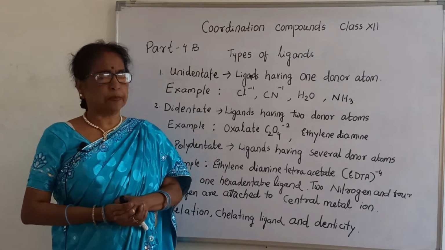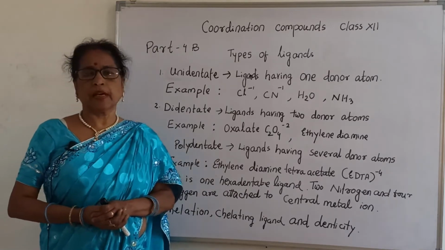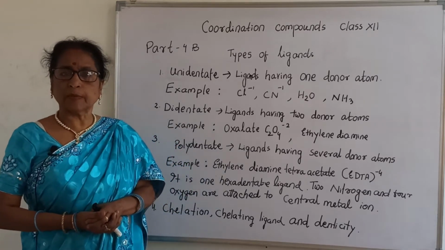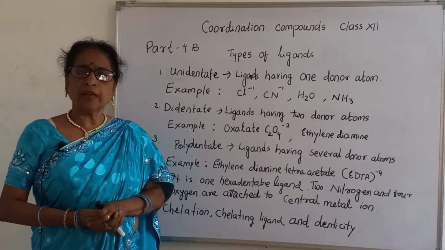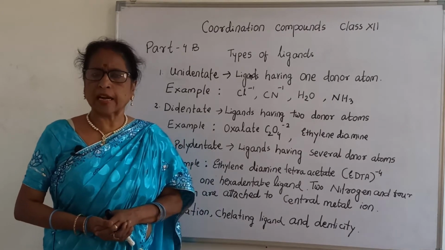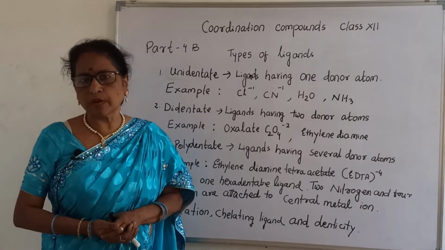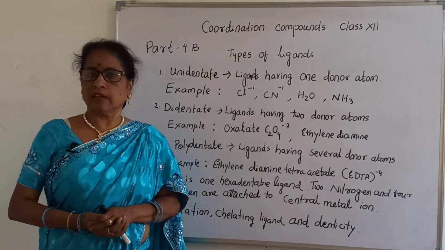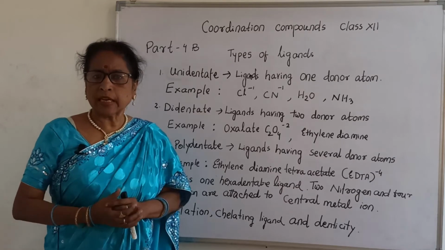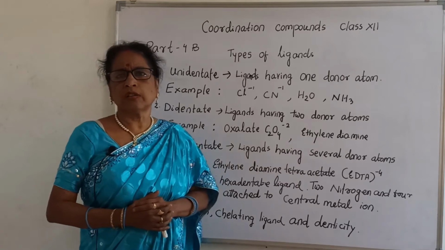Now I am going to explain the topic coordination compound, and now here, types of ligands. In my previous videos I have already explained what is meant by ligand. Ligand means that which will attach to our central metal atom or ion through bonds, that is called a coordination bond, and these are called ligands.